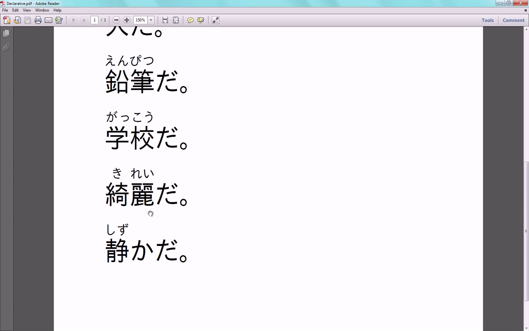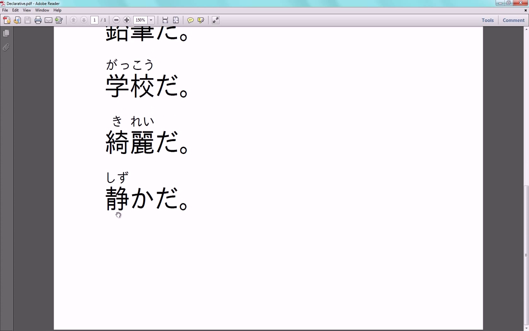Okay, now this is an adjective. This is a na adjective, which is basically an adjective that acts like a noun, but is still technically an adjective, although it could go both ways. It's treated almost exactly like a noun, but what it means is like an adjective. So over here, kirei means beautiful, but you can declare it. You say it is beautiful, kirei da. And now here is shizuka. Shizuka means quiet. Shizuka da means it is quiet, it is peaceful.